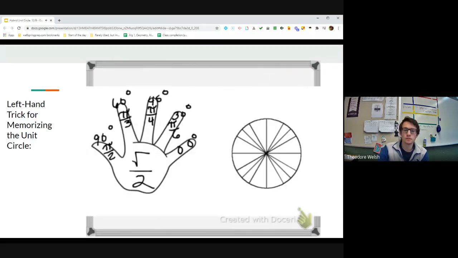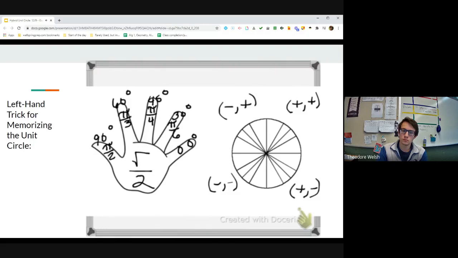All right, you guys, so now that I know how to use my hand trick, I can really just fill in the rest of my unit circle. All I really need to remember is that on this side, it's going to be positive, positive. On this side, it's going to be negative, positive. In this quadrant, it's going to be negative, negative. And in this quadrant, it's going to be positive, negative.